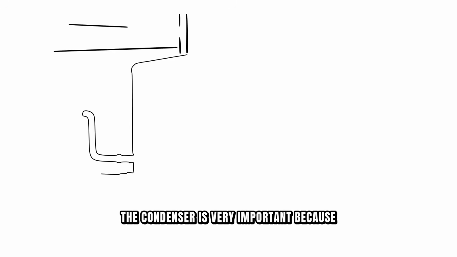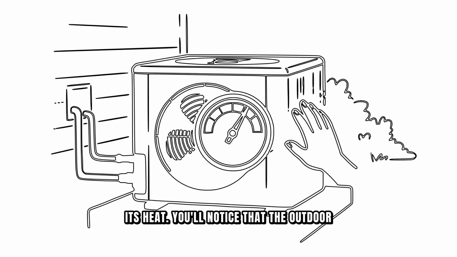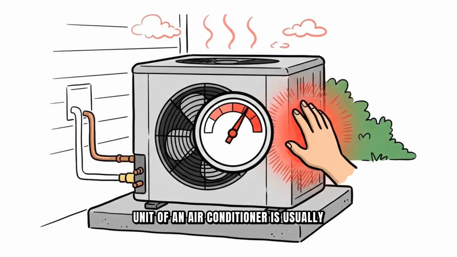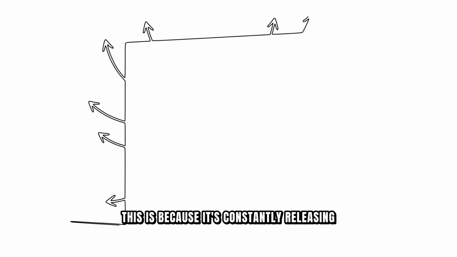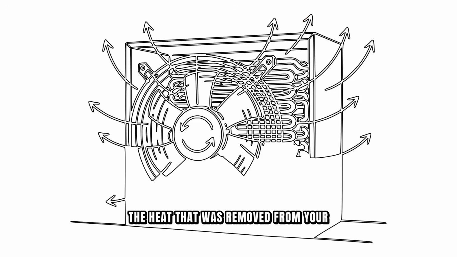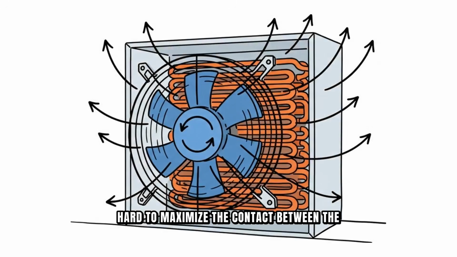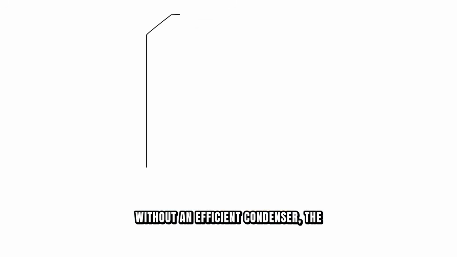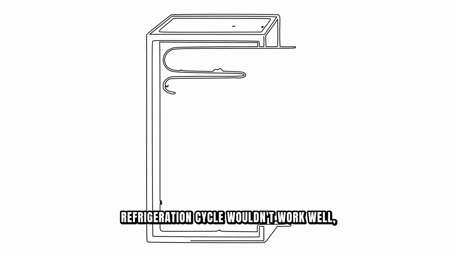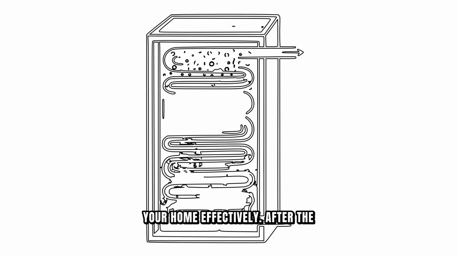The condenser is very important because it's where the refrigerant sheds most of its heat. You'll notice that the outdoor unit of an air conditioner is usually quite warm or even hot to touch. This is because it's constantly releasing the heat that was removed from your home. The fan in the condenser works hard to maximize the contact between the hot refrigerant and the outside air. Without an efficient condenser, the refrigeration cycle wouldn't work well, and your air conditioner wouldn't cool your home effectively.